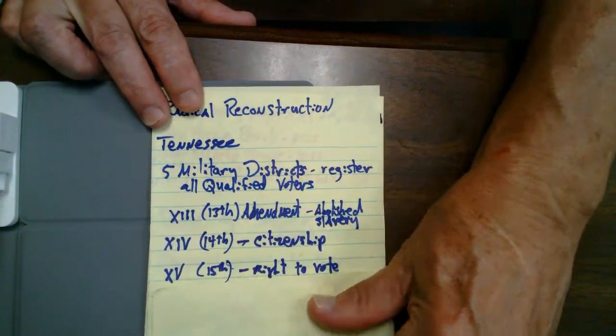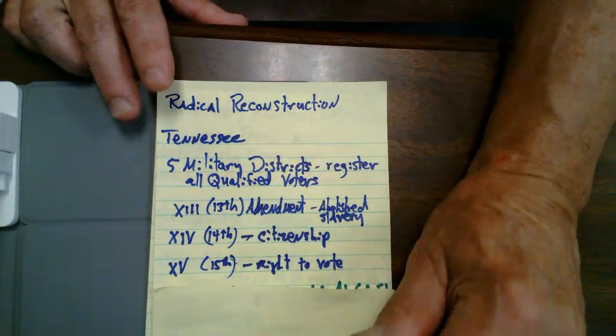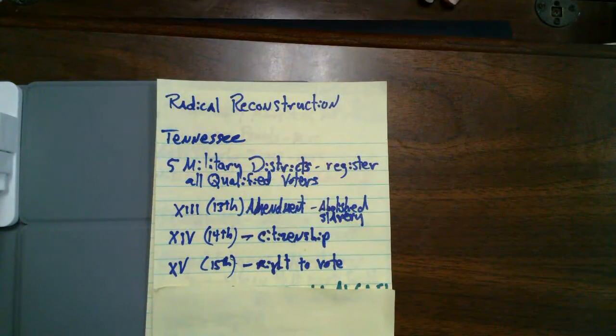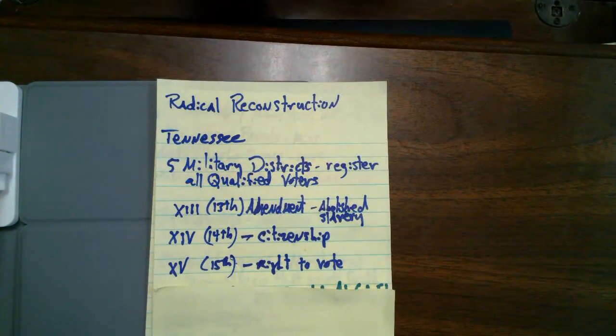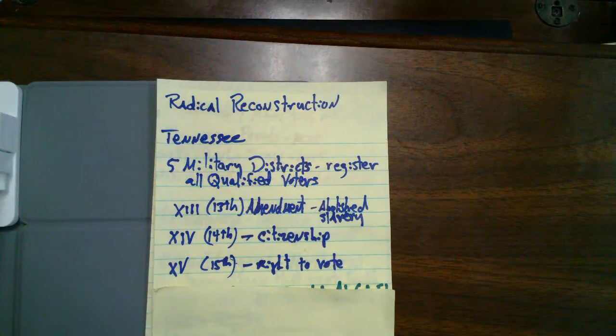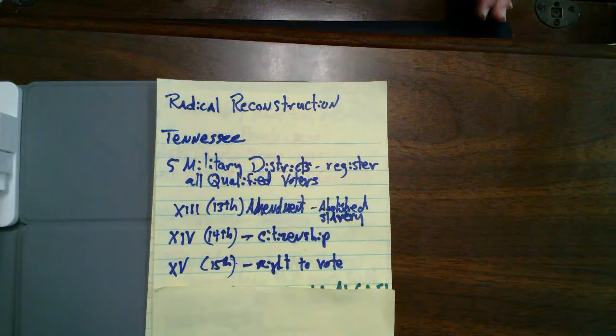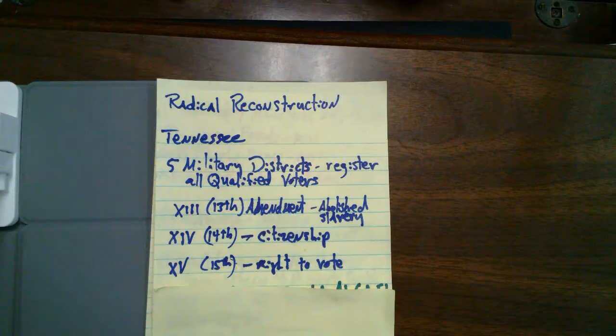Register all qualified voters. There's no good time to go through this, folks, but now is about as good as any. I want you to remember the 13th, 14th, and 15th Amendments to the Constitution of the United States of America. I'm going to hold you responsible for those. You could read about it in your textbook. If we had more time and we were face-to-face, we would go through that. But the 13th Amendment to the United States Constitution abolishes slavery as an institution in our country forever.